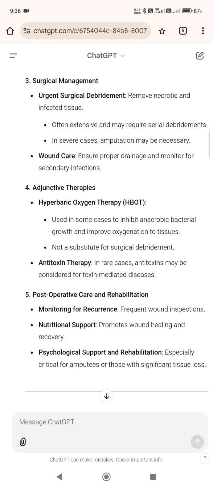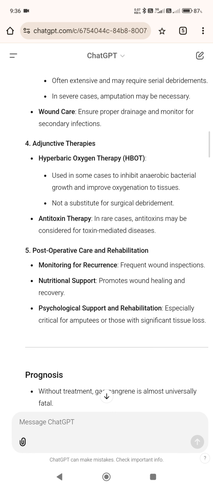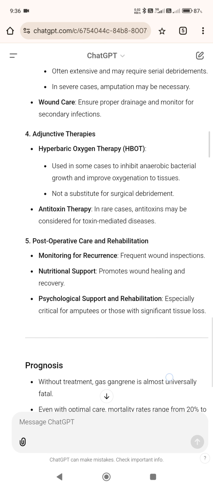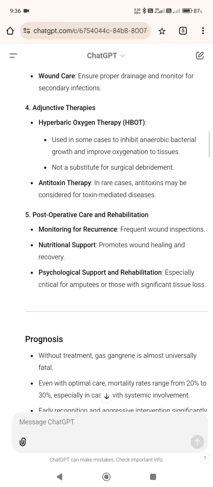3. Surgical management. Urgent surgical debridement. Remove necrotic and infected tissue, often extensive and may require serial debridements. In severe cases, amputation may be necessary. Wound care. Ensure proper drainage and monitor for secondary infections.